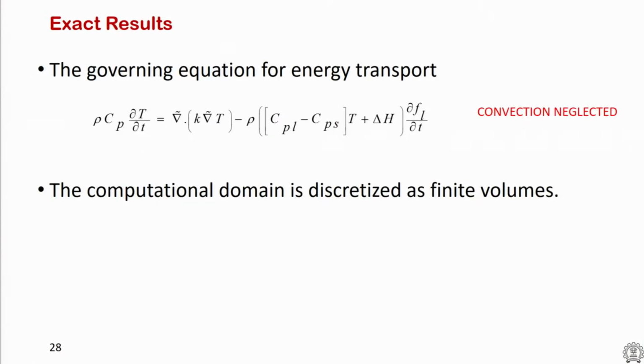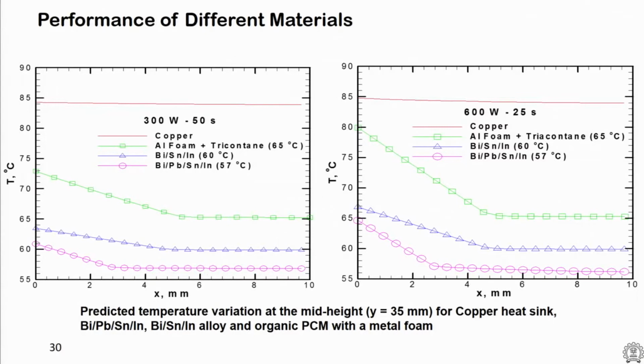You can solve this, and there are analytical solutions. Let us look at this plot on slide number 30, the left side plot, where we consider 300 watts of power dissipated over 50 seconds, and the red line is the copper. As we talked about, the copper temperature is close to 80, less than the maximum allowable of 85, a little less than 85 degrees.